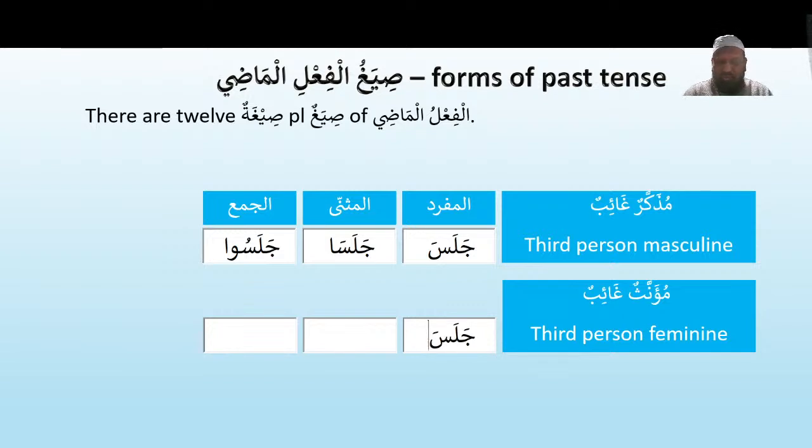This is the مذكر form of it. We want to make it مؤنث. What do we need to add? Yes. التاء الساكنة. جلست.